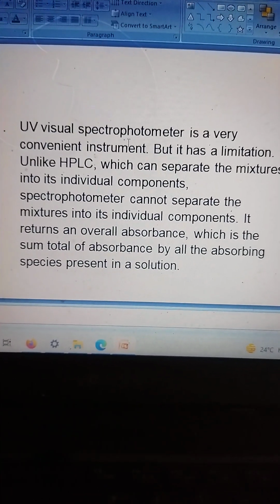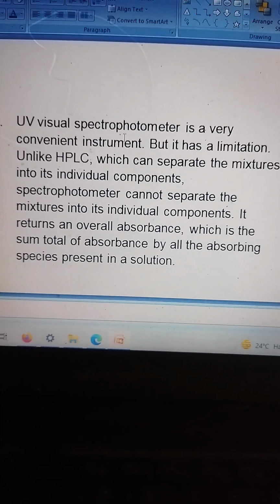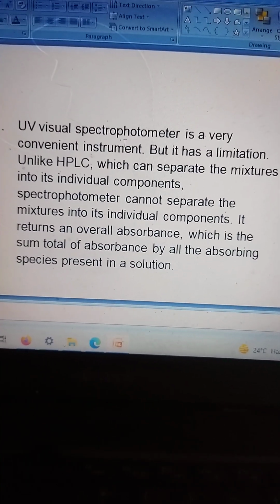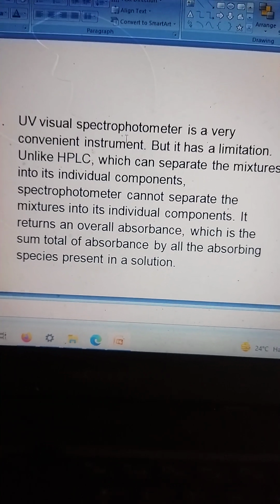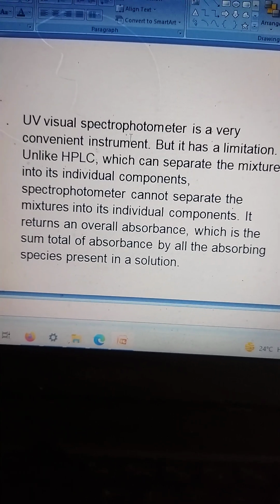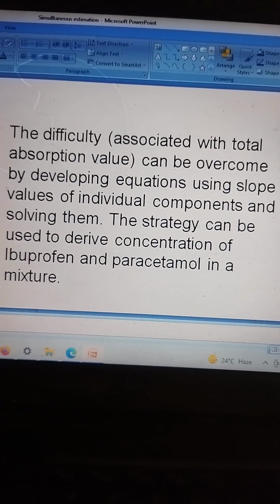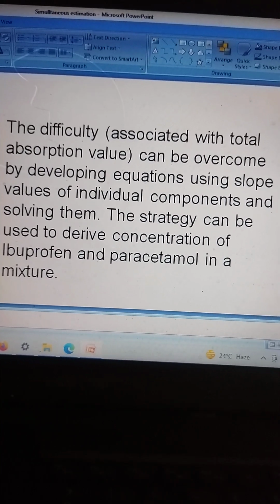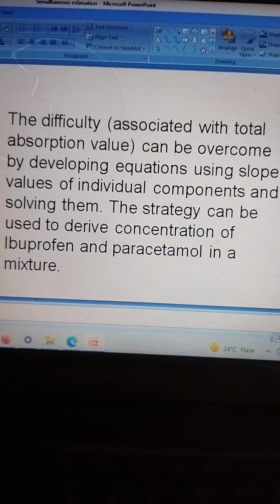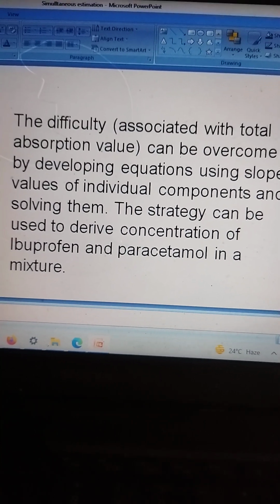Unlike HPLC, which can separate the mixtures into its individual components, a simple spectrophotometer cannot separate. It will give an absorbance, but that absorbance is the sum total of all the absorbances present in a solution. You know, the basic principle of absorption is that the absorbance depends upon the concentration. The more the quantity of a substance, the more will be the absorbance.